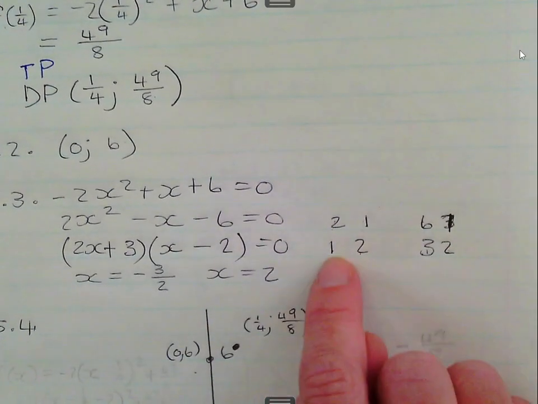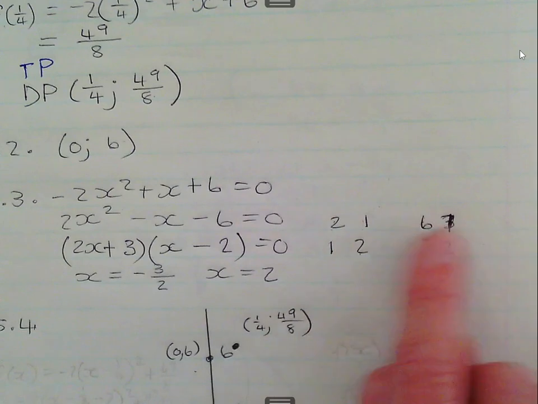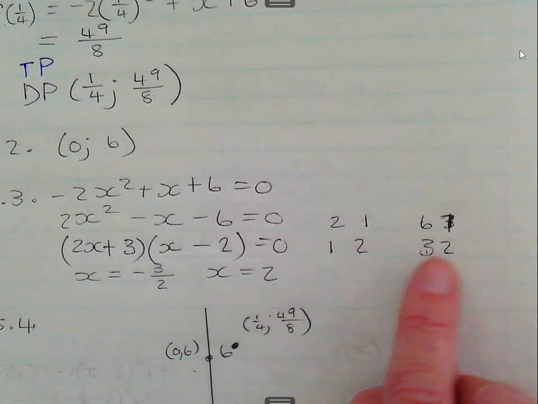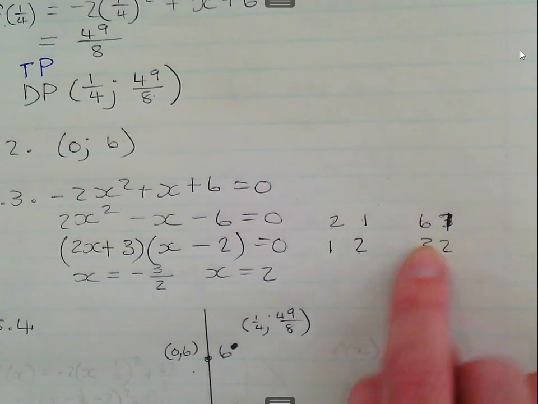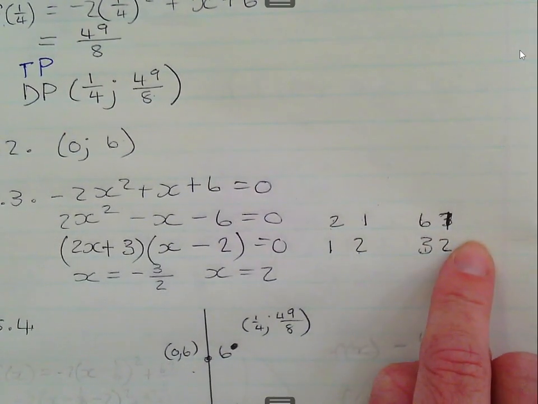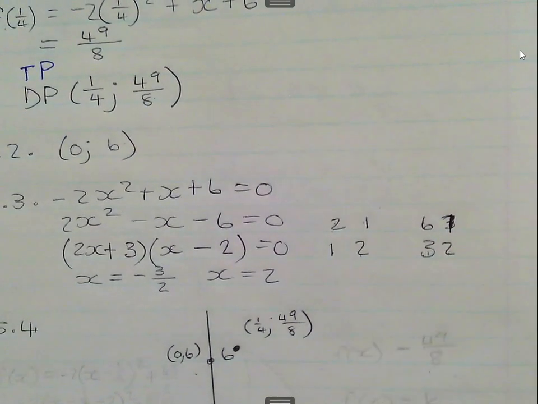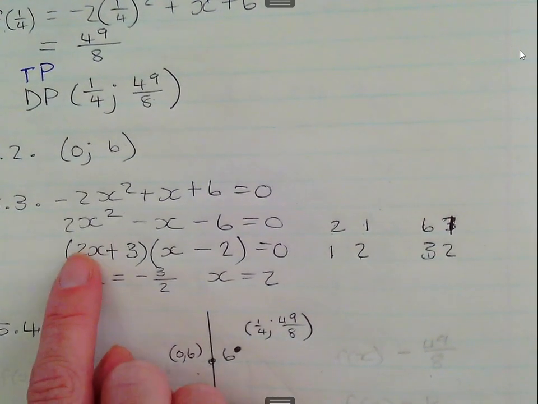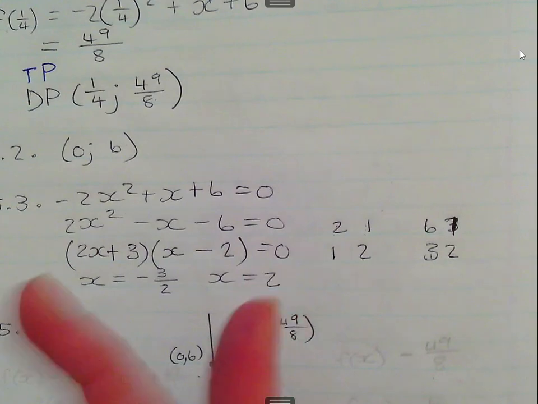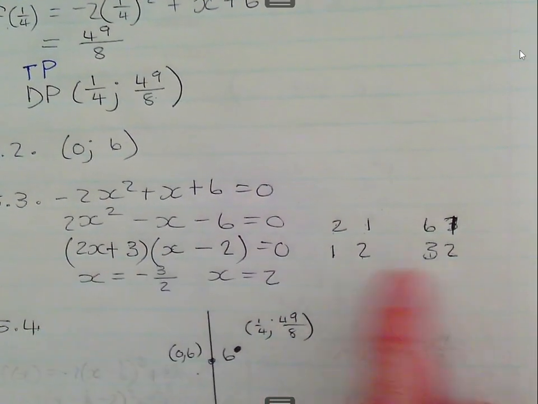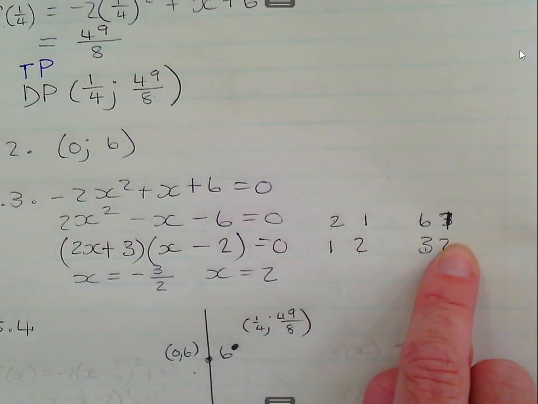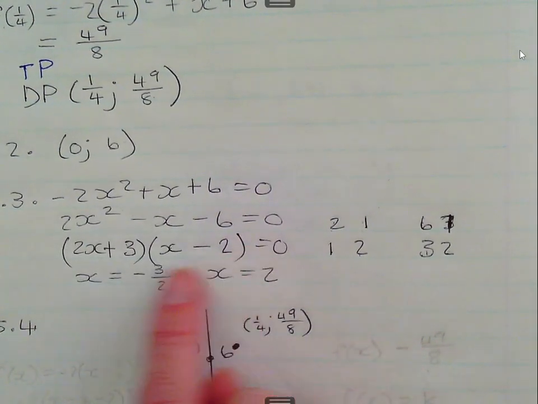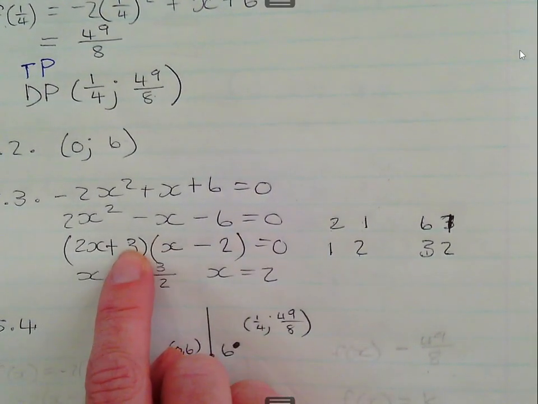Then I move on to the next one. 1 times 6 is 6, 2 times 1 is 2, 6 minus 2 doesn't work. 1 times 3 is 3, 2 times 2 is 4. 4 minus 3 gives me 1. So the x will always be 2x and x, or x and 2x, there's no other way. But I want the 2 to multiply with the 2, so therefore it has to be in the other bracket. And then I want the 1 to multiply with the 3.